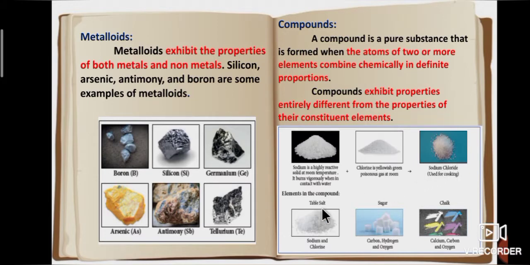Like that, table salt. Sodium and chlorine together form table salt. Sugar: carbon, hydrogen and oxygen are present in sugar. Chalk: calcium, carbon and oxygen are present in chalk powder. These are called compounds. Examples for compounds.